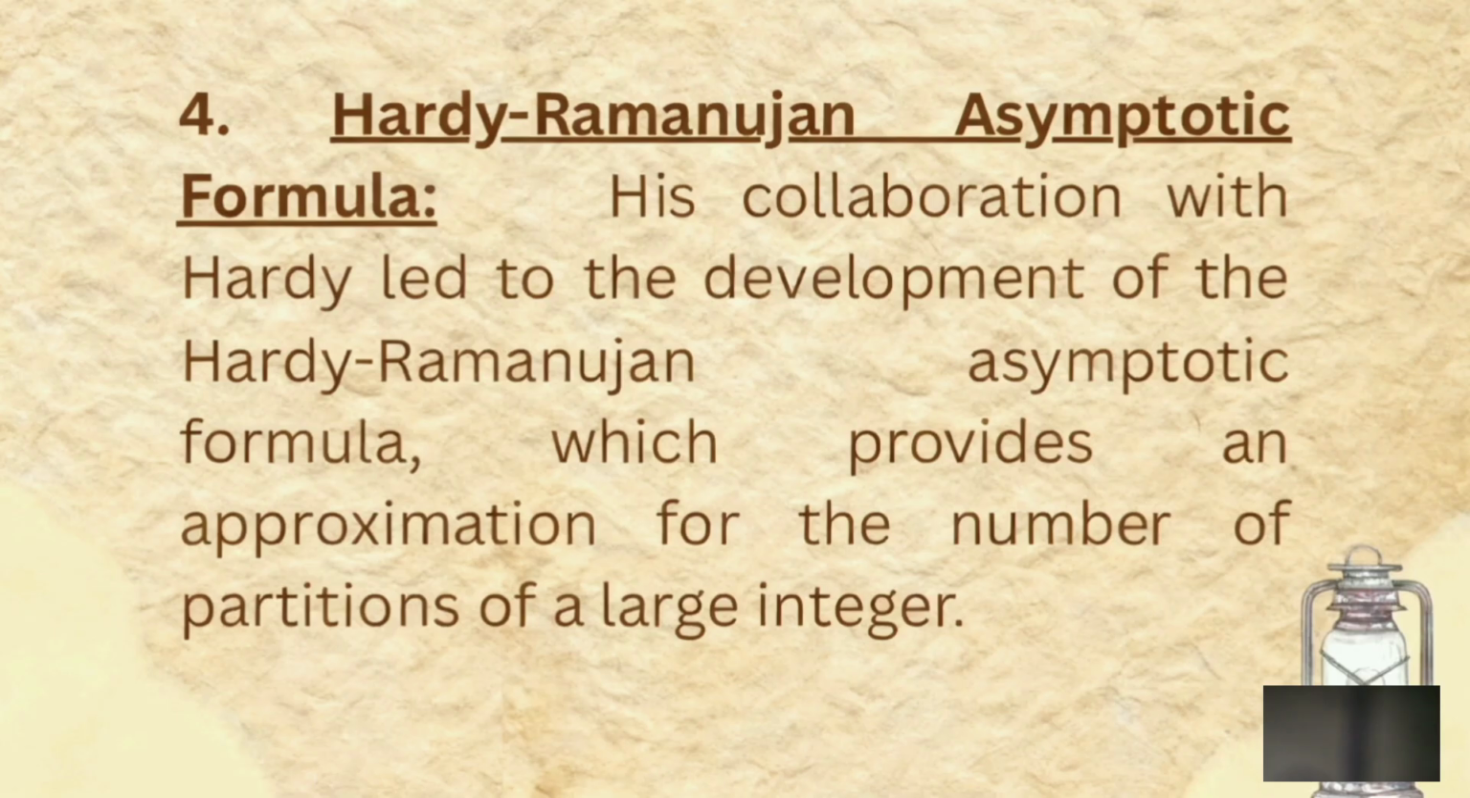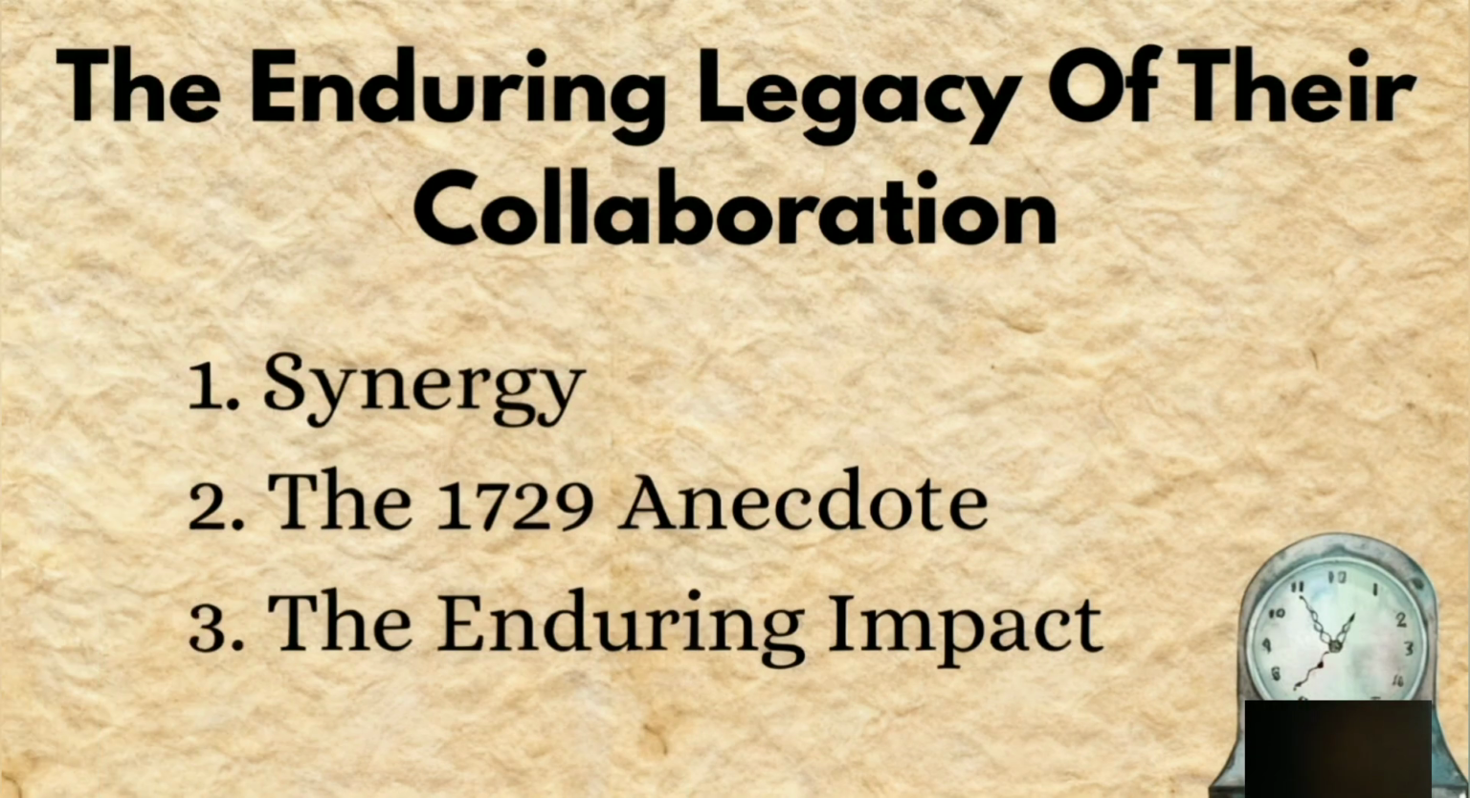Number 4, the Hardy-Ramanujan asymptotic formula. His collaboration with Hardy led to the development of the Hardy-Ramanujan asymptotic formula, which provides an approximation for the number of partitions of a large integer. Okay, as we go further on our last slide of discussion, the enduring legacy of their collaboration: the synergy, the 1729 anecdote, and the enduring impact.